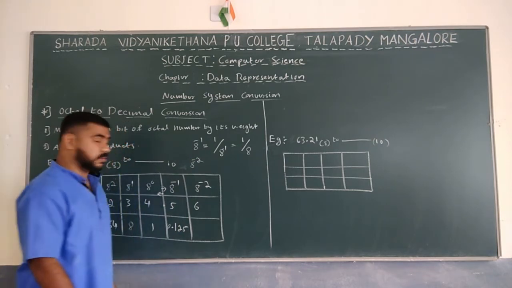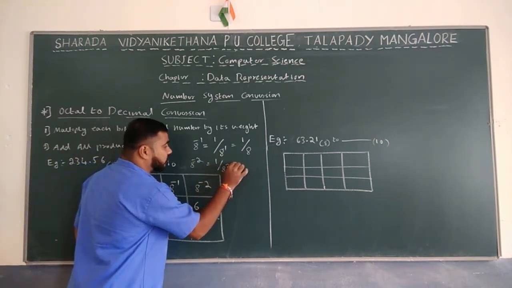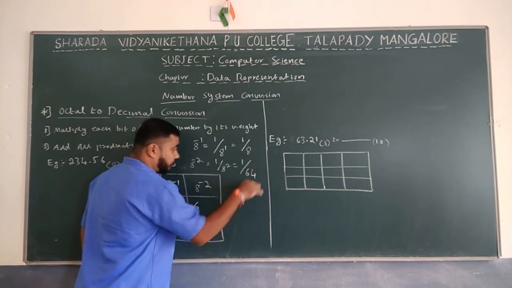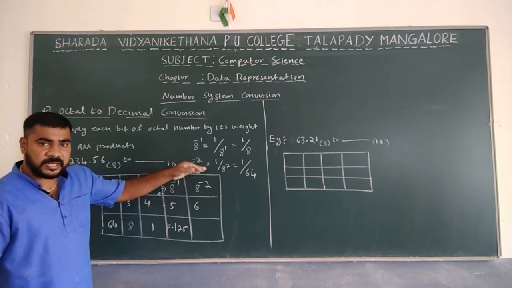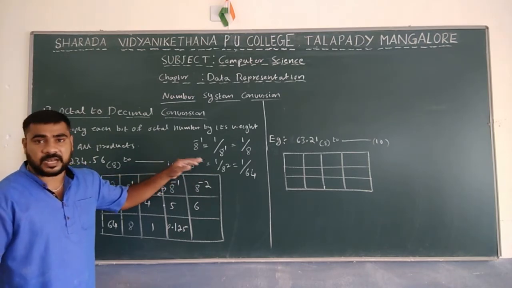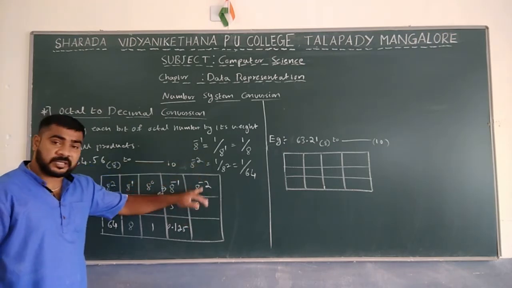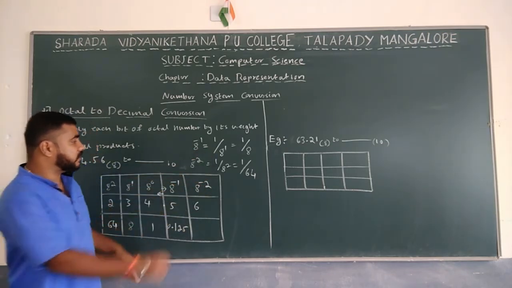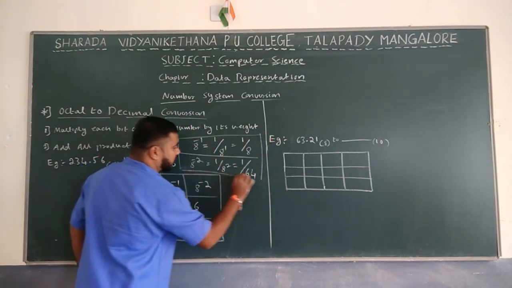So whenever 8 to the power minus 2 is given, it is 1 by 8 square, which means 1 by 64. Normally, for exams, only a normal calculator is allowed. Scientific calculators are not allowed. So whenever you get these types of numbers, how can we convert them? This is the method, the steps to convert the numbers.